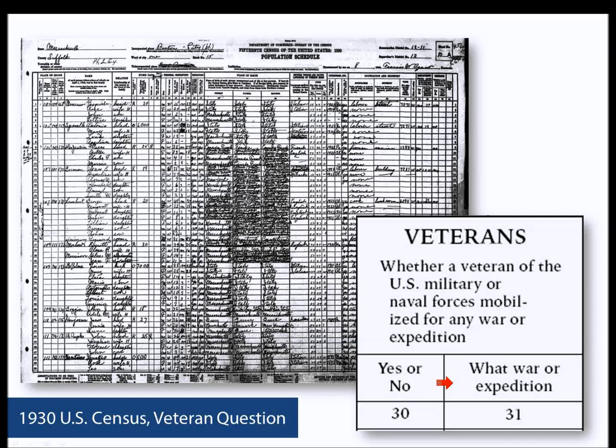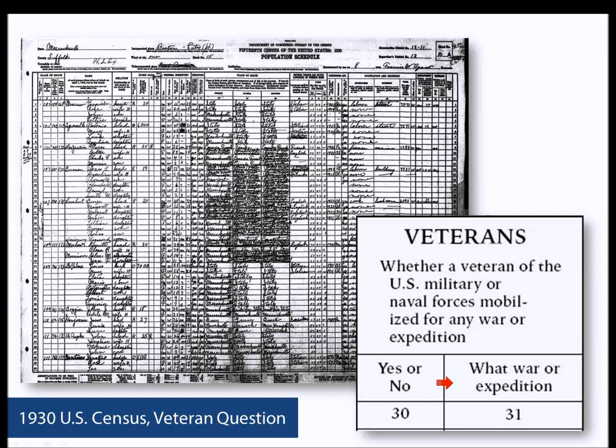The 1920 did not have an indication on military service, but by the 1930 census, we had already gone through World War I. Of course, in this time, it was listed just as the World War, and that is where you will find in columns 30 and 31 of the 1930 census the following. Whether you were a veteran of a U.S. military or naval force mobilized for any war or expedition.